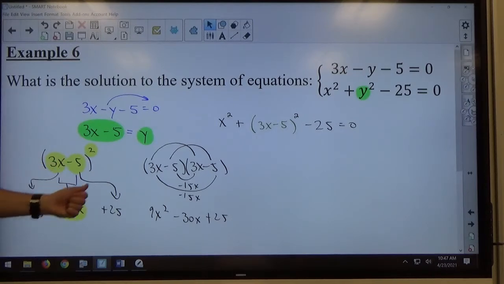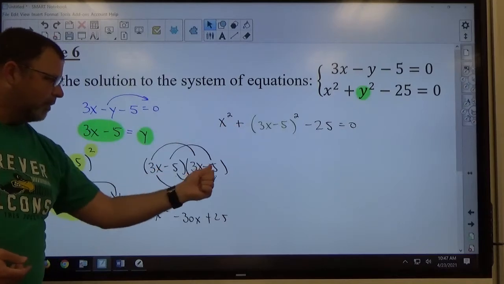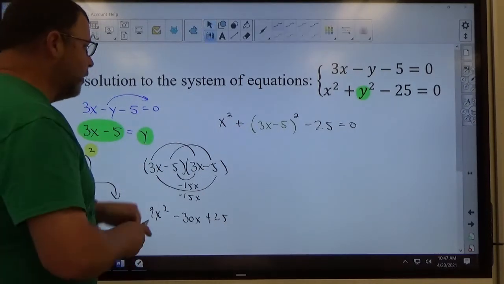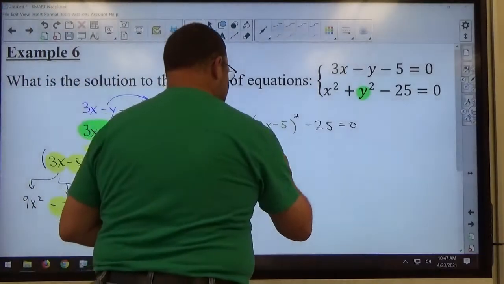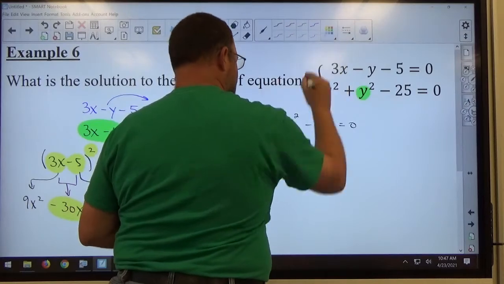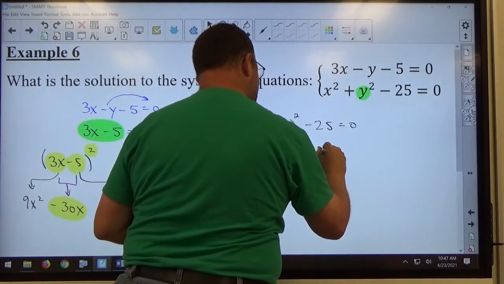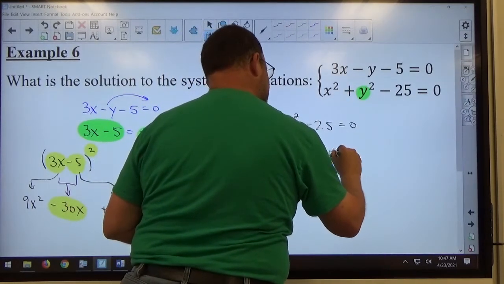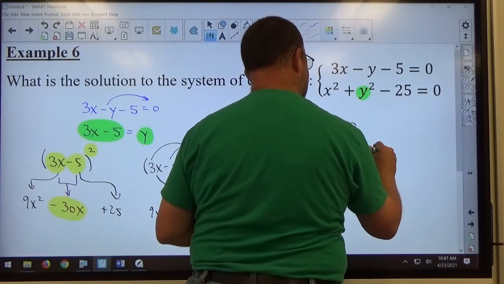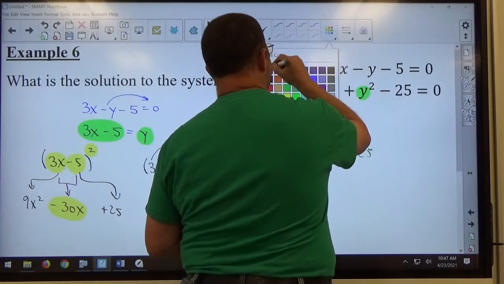Again, if this doesn't make sense, FOIL still works. But make sure that this means that times itself, so you have to FOIL it. All right? So altogether, this structure here is x squared plus 9x squared minus 30x plus 25 minus 25 equals 0.